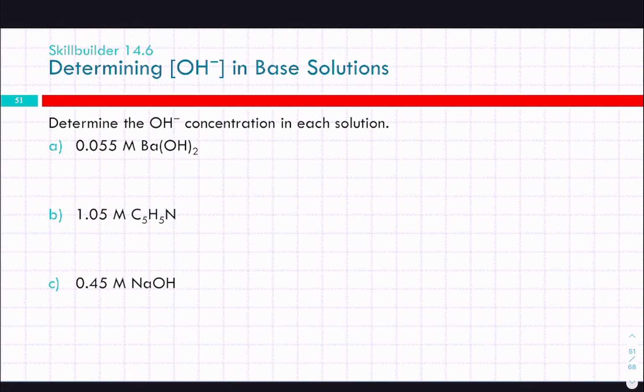If we want to determine the OH minus concentration of a solution, this is a similar thing. Identify whether it's a strong or a weak base. So barium hydroxide is going to be a strong base. So what would the concentration of hydroxide be?